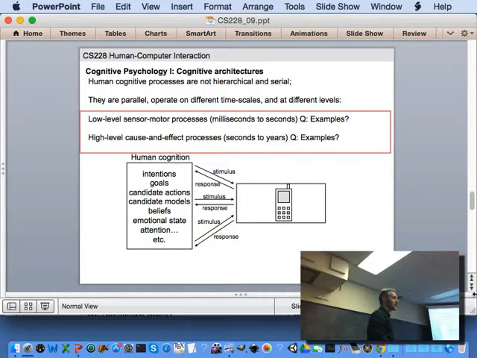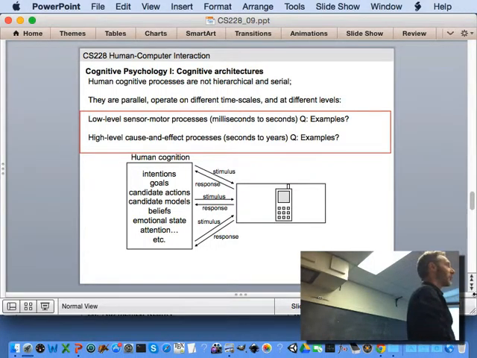What are some interactions you've had with software or websites or other technology where you're willing to wait milliseconds to seconds, but no more? And what are other interactions where you're willing to wait seconds, maybe not all the way up to years, but hours or minutes or days?